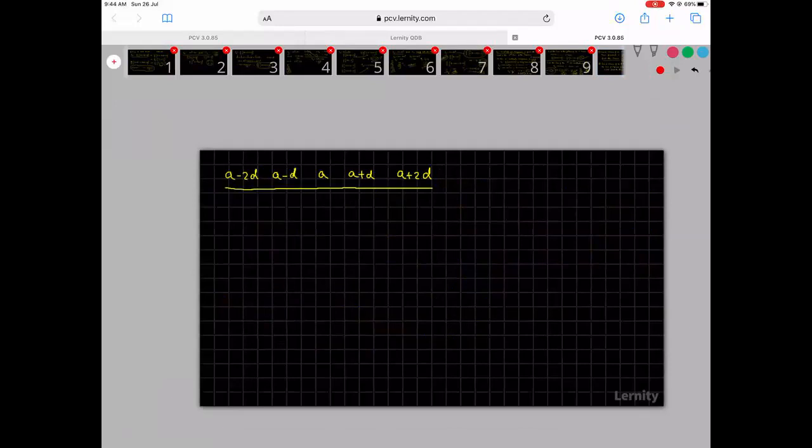So now these are 5 terms of an AP. If you want to know the sum of this, it is simply equal to 5 into A, 5 into the middle term, because the sum of these two will become 2A, and the average of that is 2A by 2. So 5 into A.